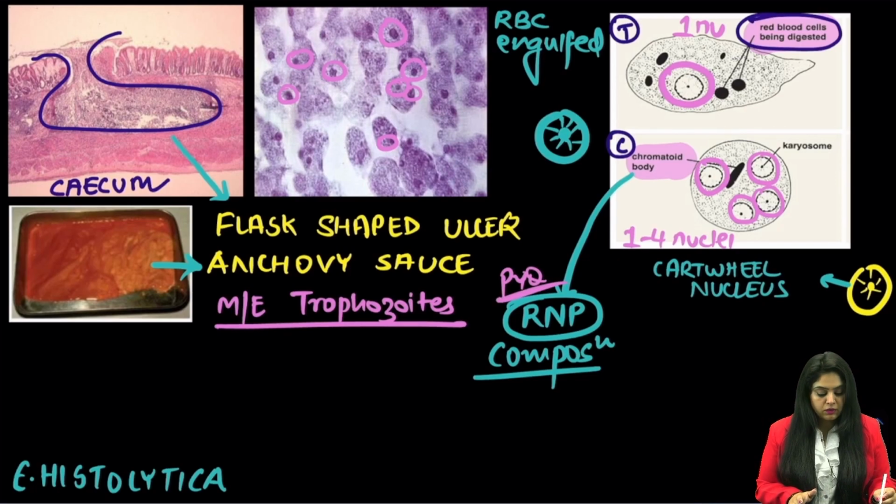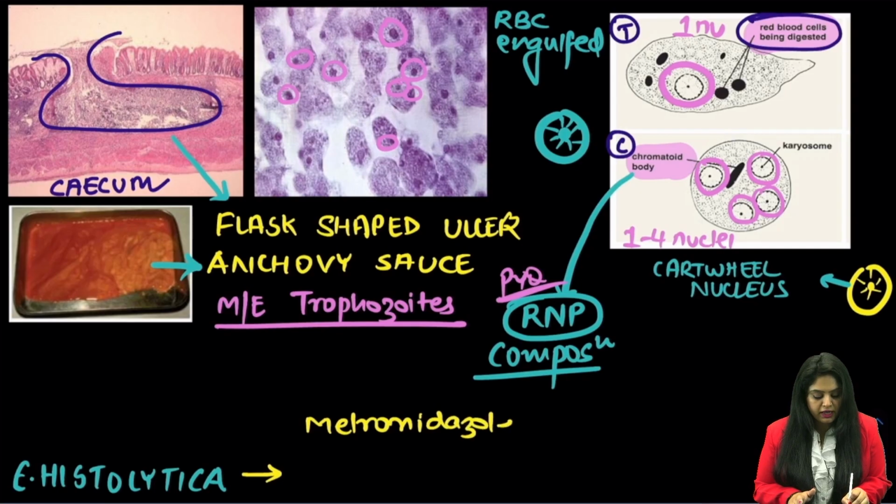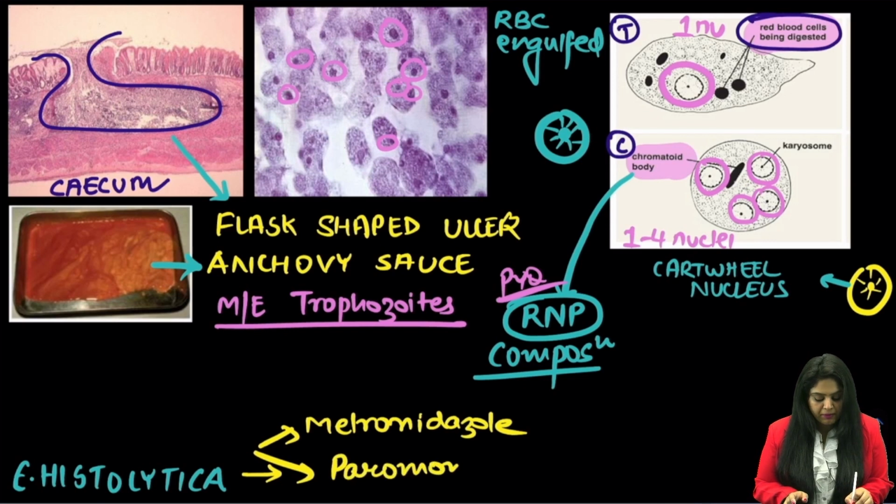On that note, we are done with this. Let's quickly talk about the treatment also. What are we going to give to the patient? We will give metronidazole for 10 days. And apart from metronidazole, we'll also give a luminal amebicide. And what is that? That is paromomycin. Paromomycin is also given as a luminal amebicide. That is the treatment for Entamoeba histolytica, a diarrhea-causing organism.